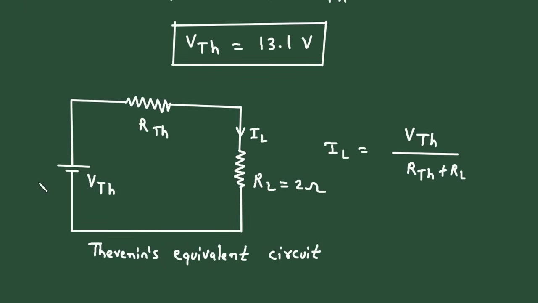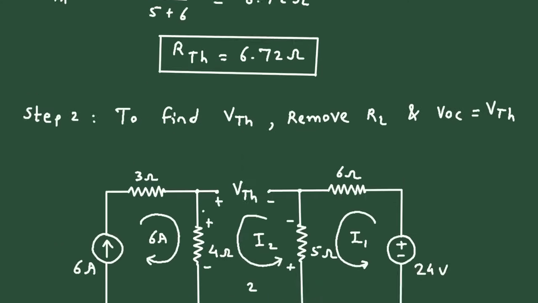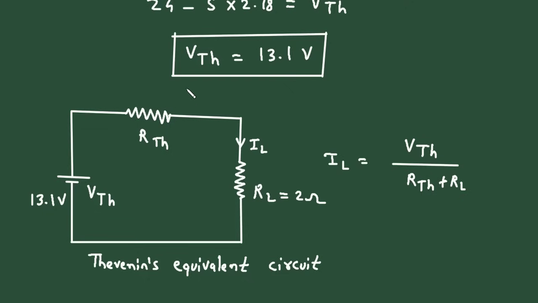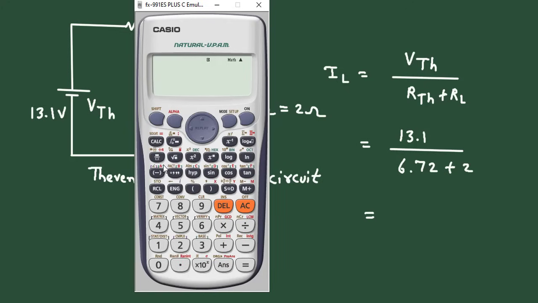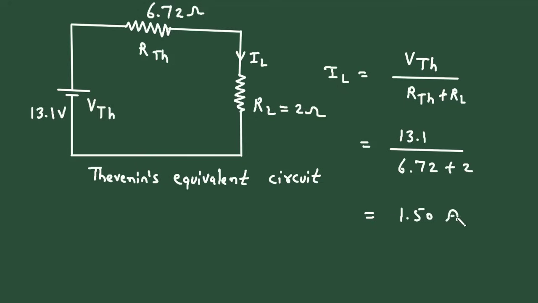Now from here, if we copy this, the value of VTH is 13.1 volt, the value of RTH is 6.72 ohm, and the value of RL is 2 ohm. We have to find the value of IL. So if we substitute, VTH is 13.1 divided by RTH, which is 6.72, plus the value of RL, 2 ohm. So it is equal to 13.1 divided by 6.72 plus 2. So it is 1.50 ampere, the value of IL.